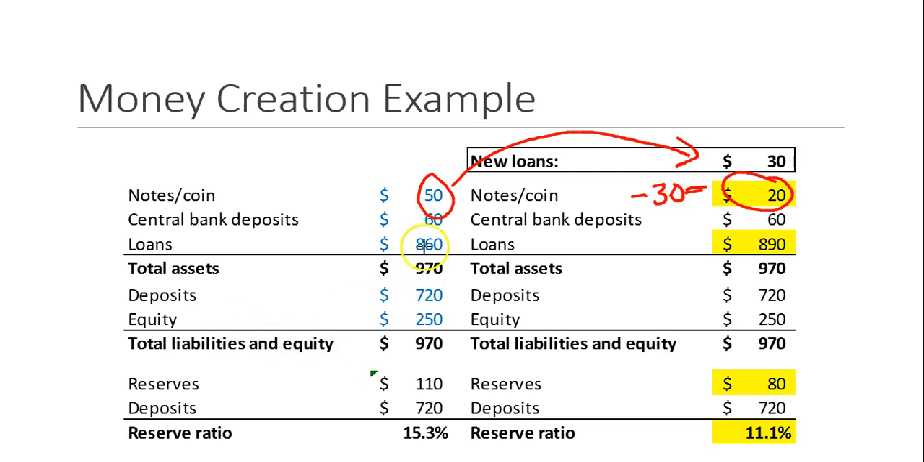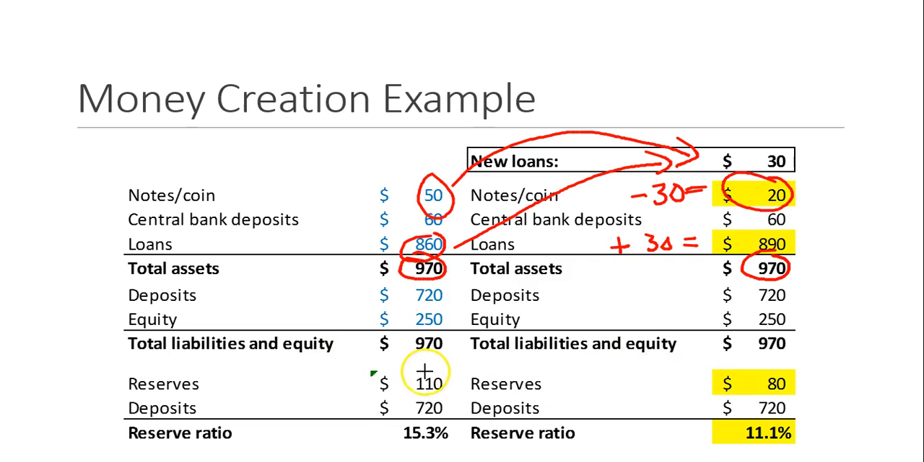Notice the loans amount went from 860. With new loans of 30, we add 30 to get to a new loan balance of 890. Again, a change in the composition of assets, but no change in total assets. Total assets was 970 and remains 970. No change in the liabilities and equity components of the balance sheet. Deposits and equity remains the same. And we go to our summary at the bottom.